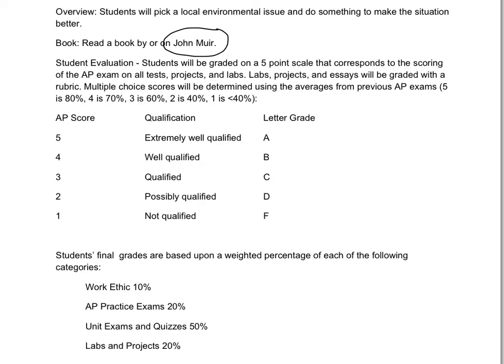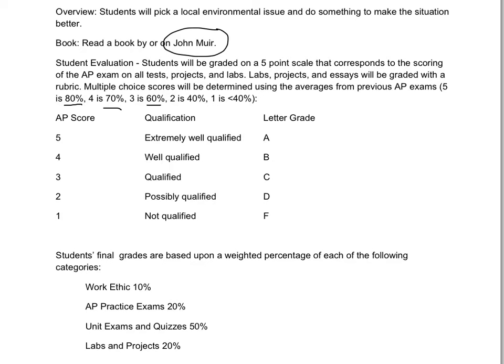So here's what the AP score looks like. The AP scores are 5 to 1, so anything with a 3 passes. So I've tried to make my course similar to that. If you get 80% of the exam questions right, or points for the exam questions, you get a 5. If you get 70%, you'll get a 4, and if you get 60%, you'll get a 3.